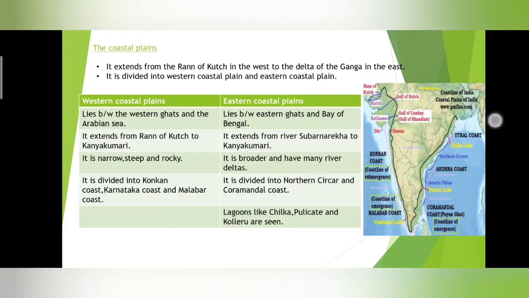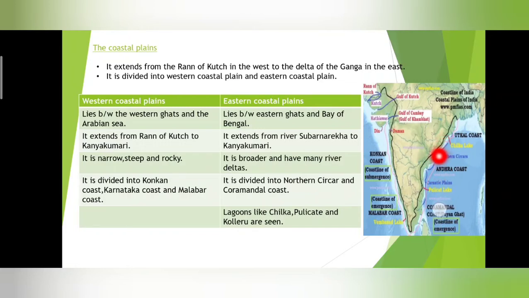Then when we come to the Eastern coastal plain, it lies between the Eastern Ghats and the Bay of Bengal. It extends from the Subarnarekha river valley near Orissa till Kanyakumari. And this is a little bit broader compared to the Western coastal plain. And they have many river deltas.